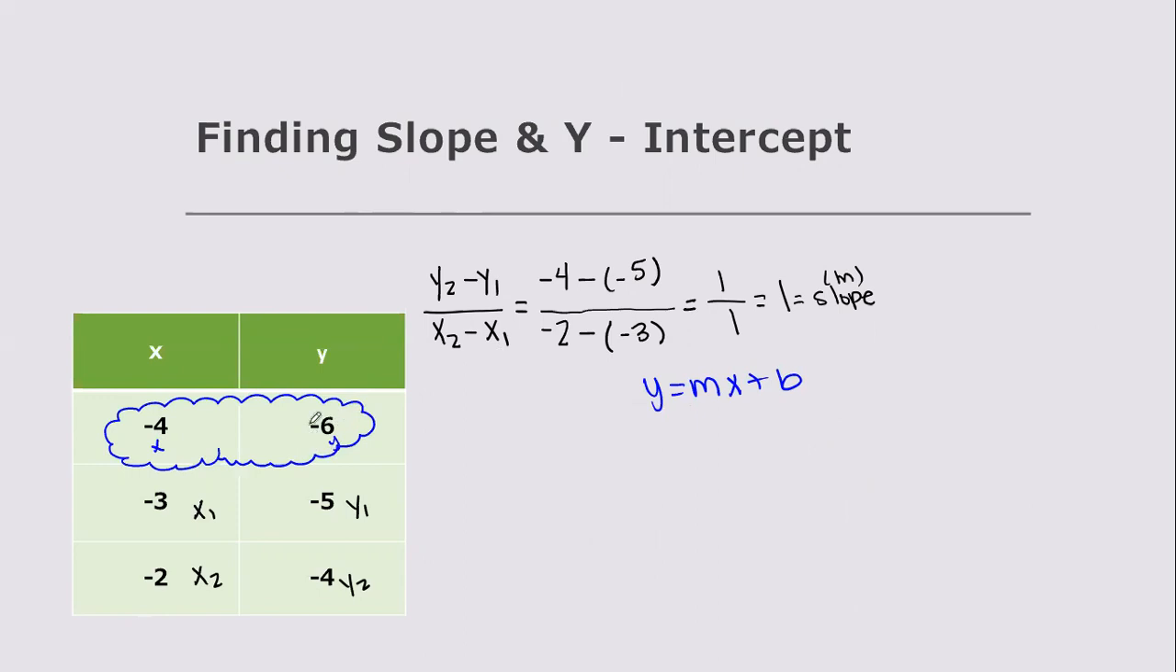The y value I chose is -6. So -6 equals my m, my slope is 1. The x value that I chose is -4. And then plus b. So -6 equals 1 times -4. I'm just going to go ahead and do that out, is -4. And then plus b.